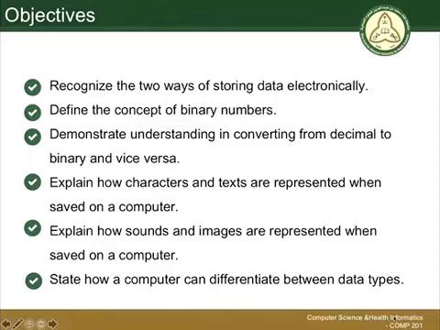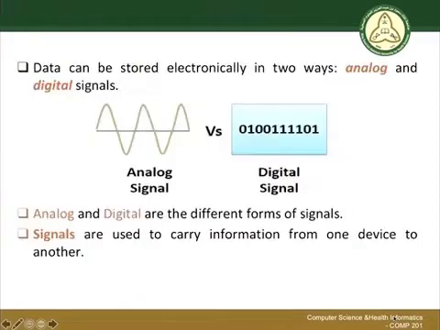And at the end, since we have different data types, we wanna know how the computer can differentiate between these different data types. So data can be stored electronically in two ways, either analog or digital. Analog are represented by the continuous wave like the sine wave, where digital is discrete in nature.